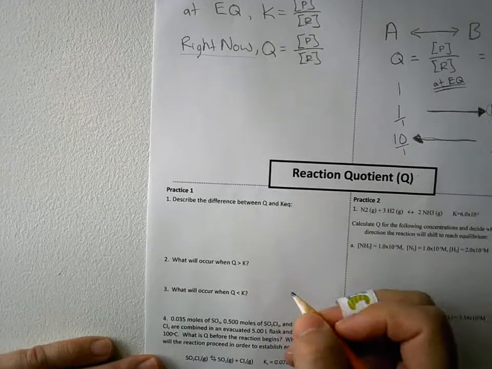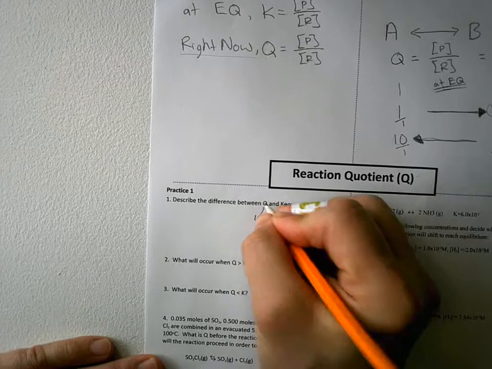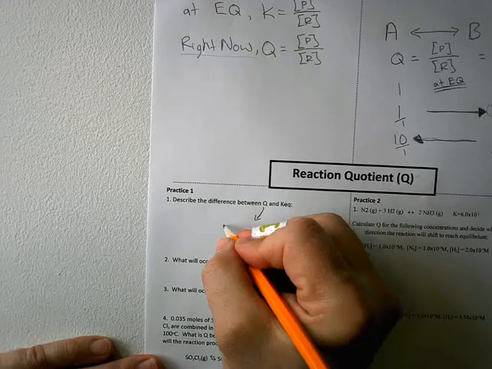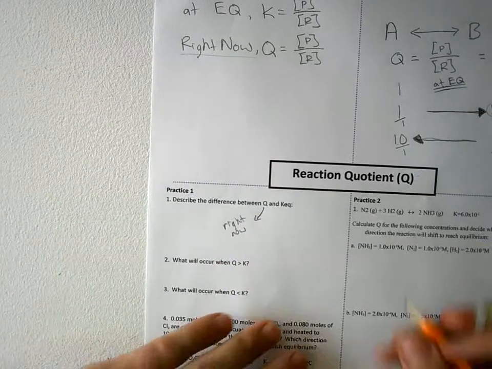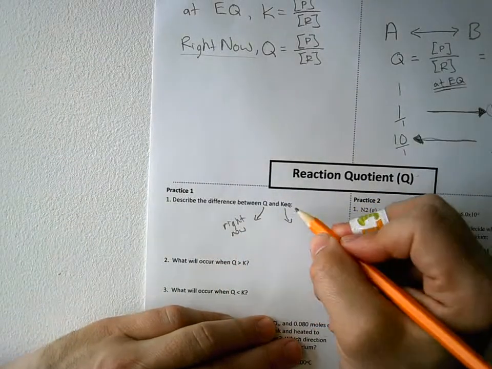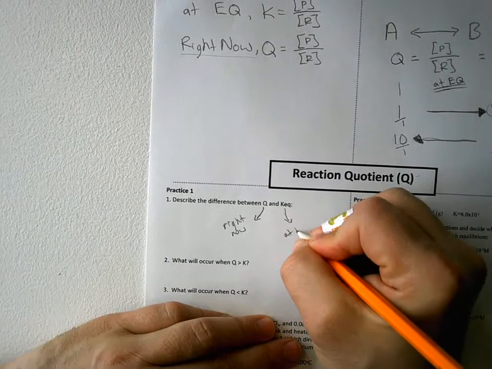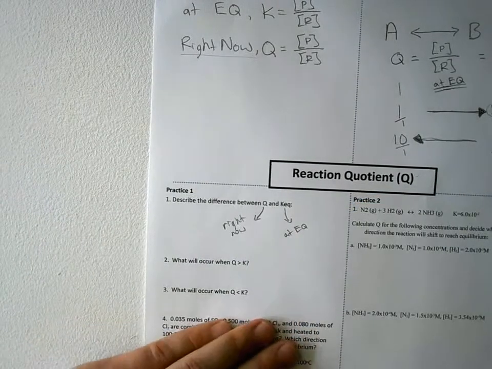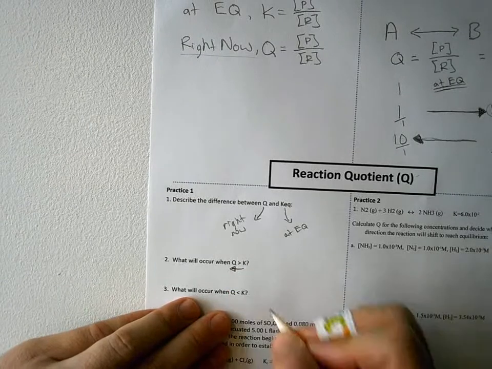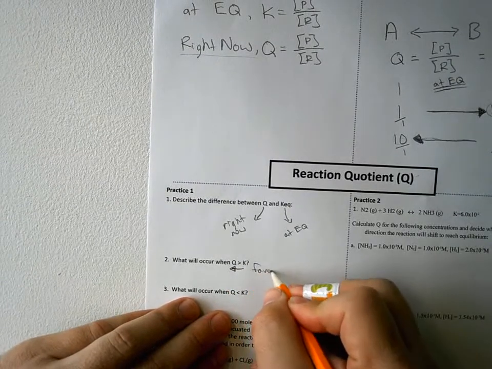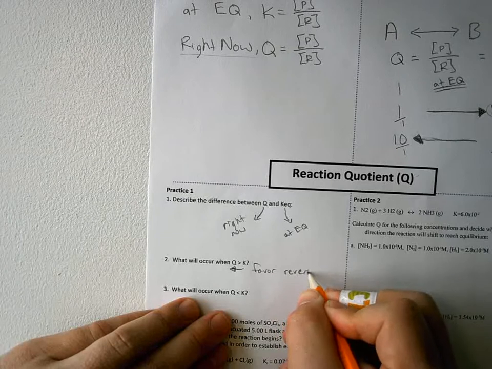Okay, so the difference between Q and K is Q is the concentration of products over reactants right now at any time, could be at equilibrium but could not be, and K is the concentration of products over reactants at equilibrium. What happens when Q is greater than K? You go to the bigger value. It's going to favor the reverse reaction.